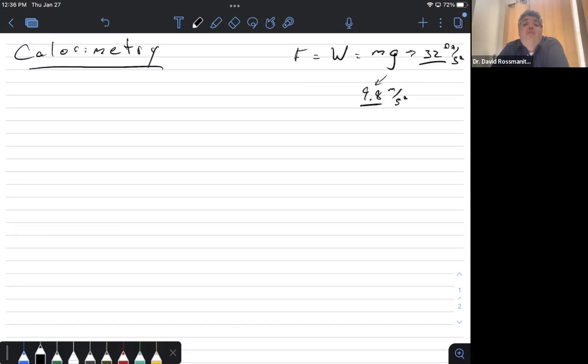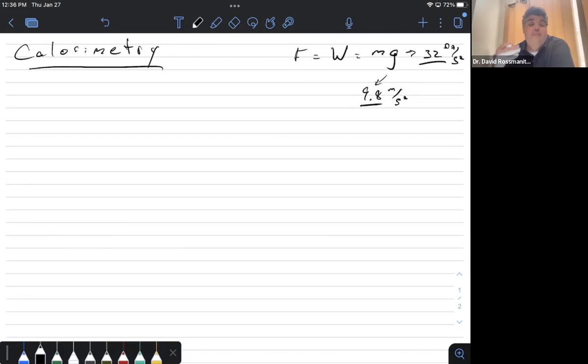Now, both weights are the same weight. It's just one is in pounds and one is in newtons. And so units are important because some of the constants we use require you to have certain units for the numbers to work out correctly.